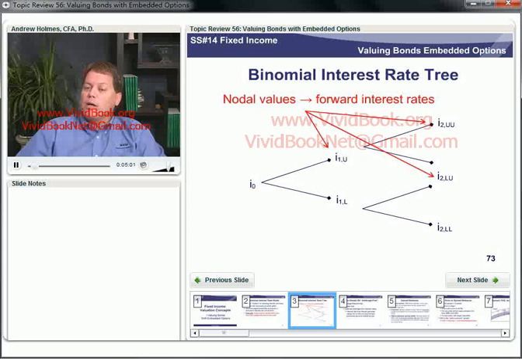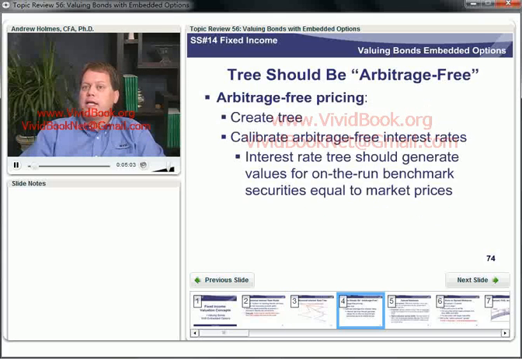So one of the complexities of the tree is that it should be arbitrage free. And what that means is you create the tree. We're going to make some assumptions about volatility. We're going to look at what current interest rates are. And then we're going to calibrate the tree to be arbitrage free, which means the tree should give us the value of the on-the-run treasury security.